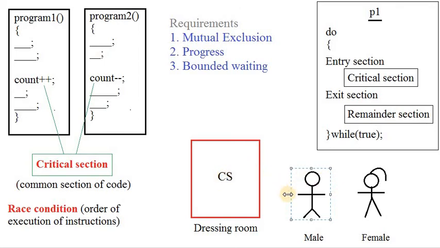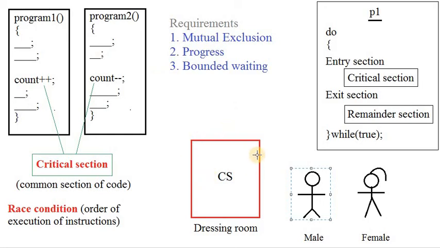In a similar way, when one person comes out of the room, he or she will select the person who is waiting. Okay, that is about progress. That means in this program 1 and program 2, suppose program 1 completed its task and came out of the critical section. While exiting, program 1 will wake up program 2, which is waiting in the entry section. It should not restrict program 2 from entering the critical section. That is what progress is.